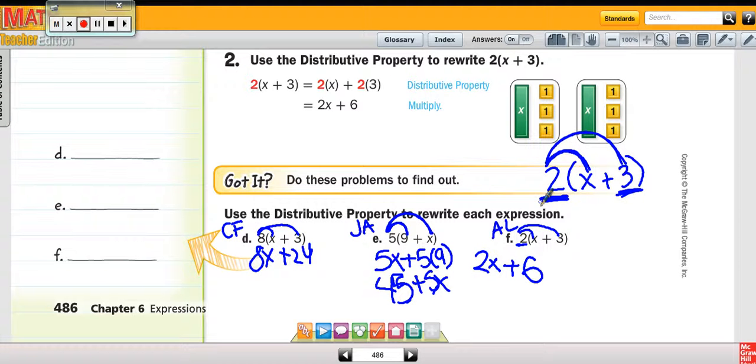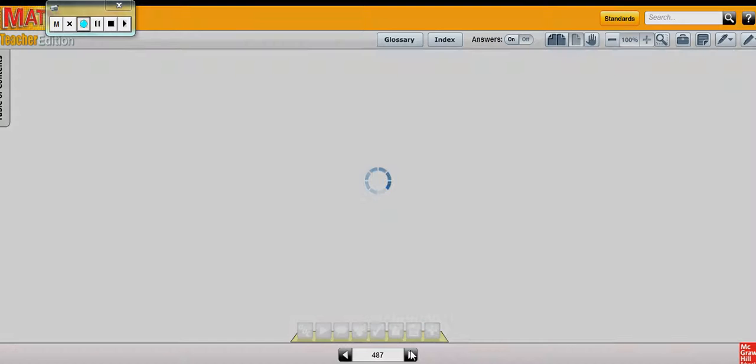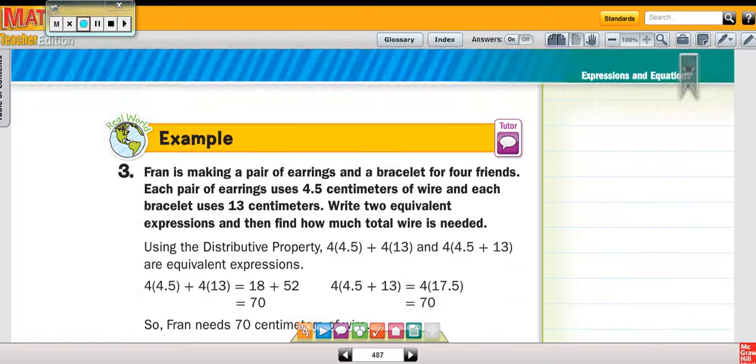Elizabeth. Can we not write x because it looks like a times sign? That's what they're using, so whatever they use in the problem we have to use. Okay, so if they use x, we have to use x. Okay, but I do agree, x is not my favorite variable. Okay, let's go to 487 at the top of the page.